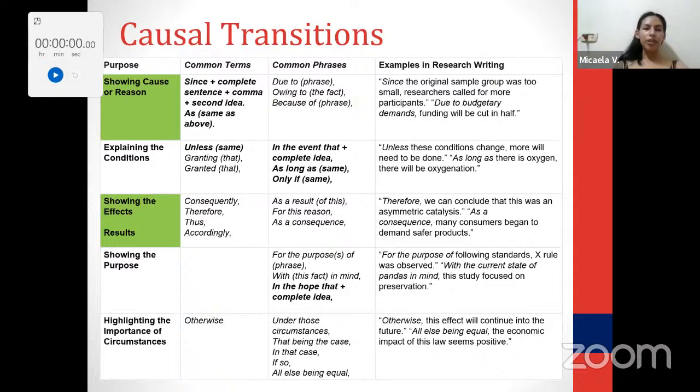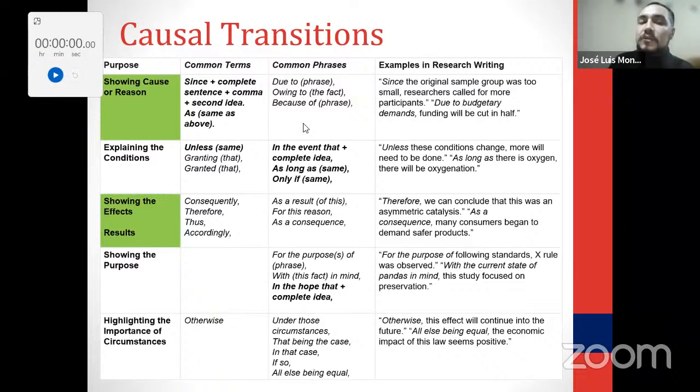Okay, showing cause or reason. Common terms: since plus complete sentence plus comma plus second idea; as, same as above. Common phrases: due to plus phrase, owing to the fact, because of plus phrase. Example: since the original sample group was too small, researchers called for more participants. Due to budgetary demands, funding will be cut in half.